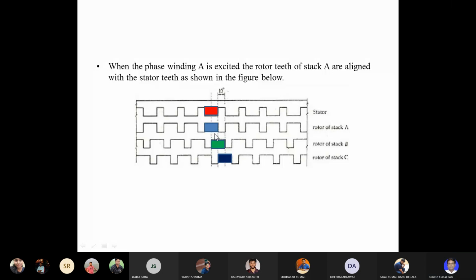So you can see here that phase A has got aligned, which means rotor teeth one of stack A has aligned in the direction of phase A, but the teeth one of stack B are 10 degrees apart, and the teeth one of stack C is 20 degrees apart.